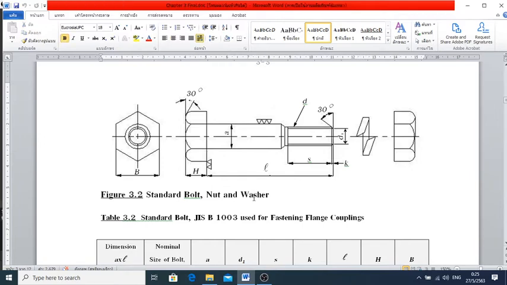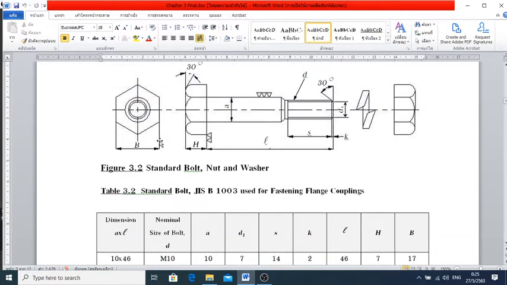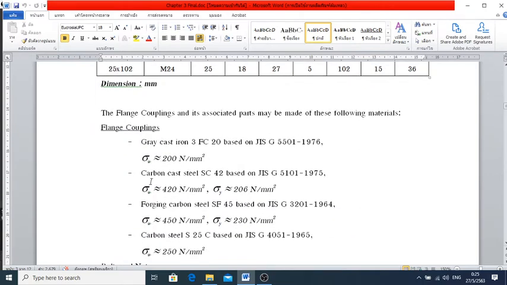So this is one way or another a kind of protection against the loosening of the bolts, or in Thai language we call it ป้องกันการคลายตัวของน็อต. This is what you can keep in mind. The washer here is going to increase the F sub I. And then for the material that I mentioned earlier, the flange coupling can be made either of cast iron, with the sigma U of this, or of carbon steel.